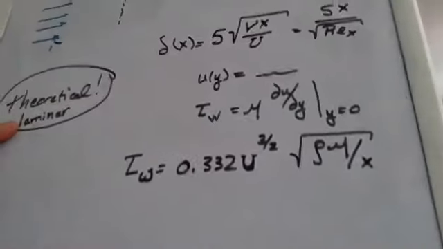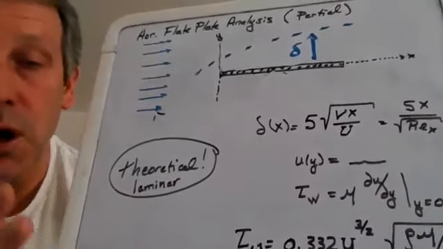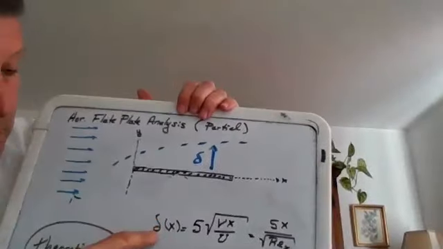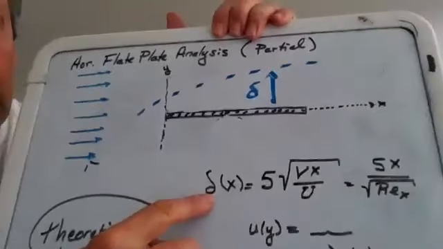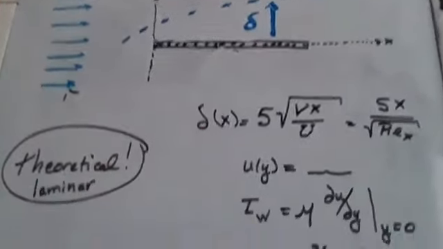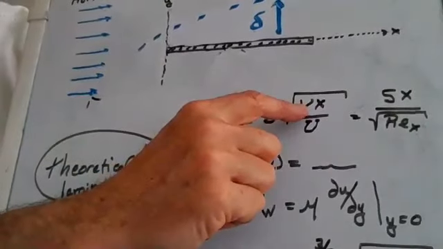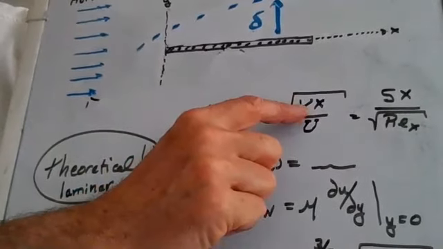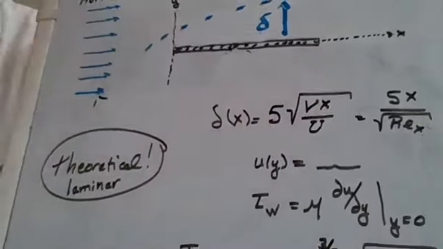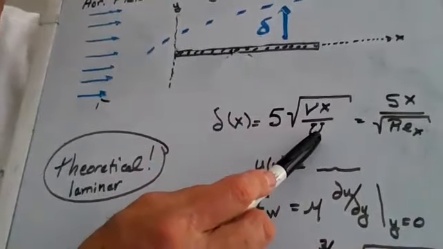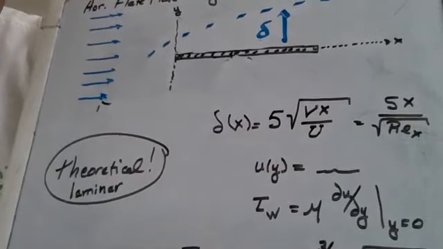These two equations that we have right here work for the section of the plate where the flow is laminar. So the boundary layer thickness is given by 5x times the square root of the kinematic viscosity times how far we are down the plate, x, divided by the free stream velocity, that's U.